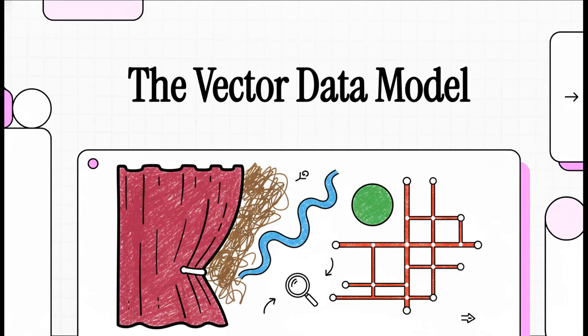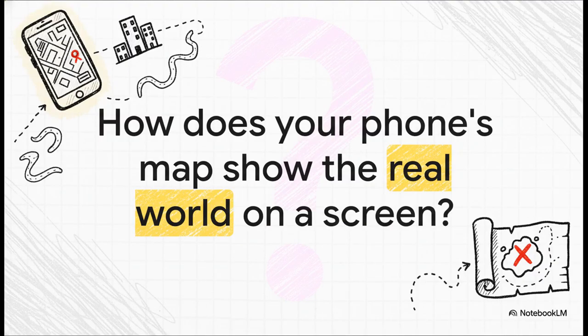So let's dive in. Have you ever just stopped and thought, how on earth does all of this, the buildings, the roads, the rivers, get perfectly squeezed onto that little screen in your hand? It's kind of like drawing an old-school treasure map, right? You need a way to put an X on the spot, draw the path to get there, and then outline the shape of the island.